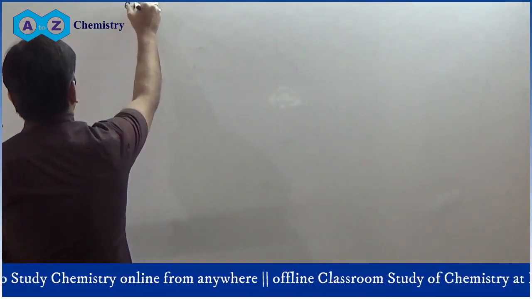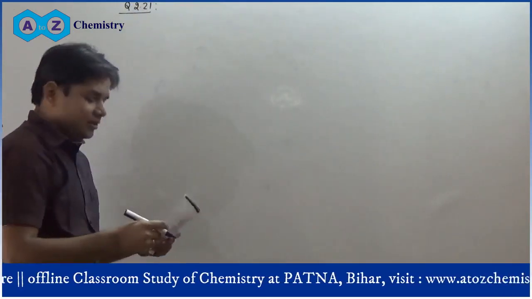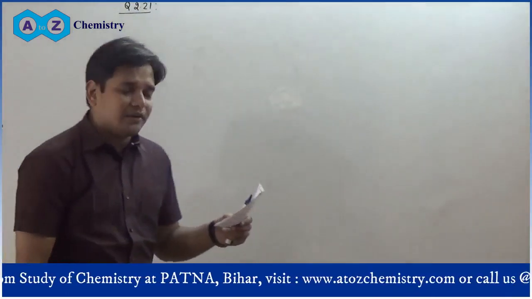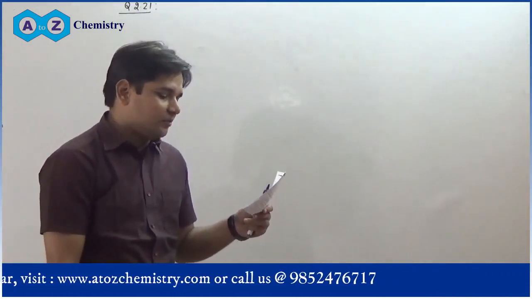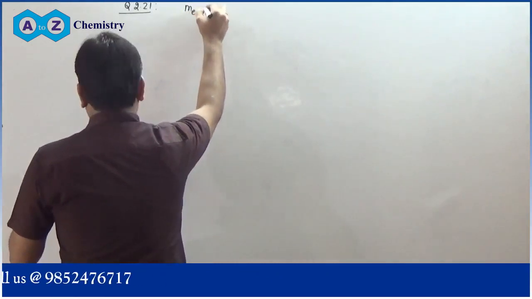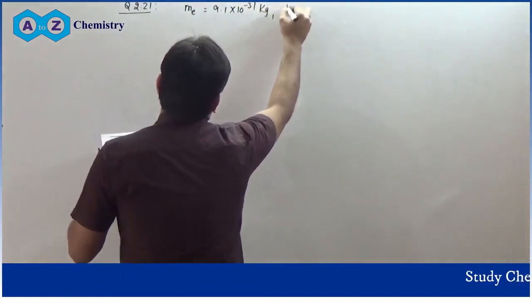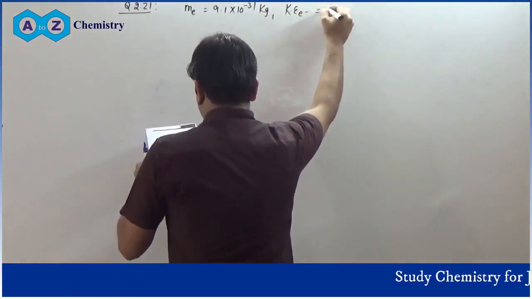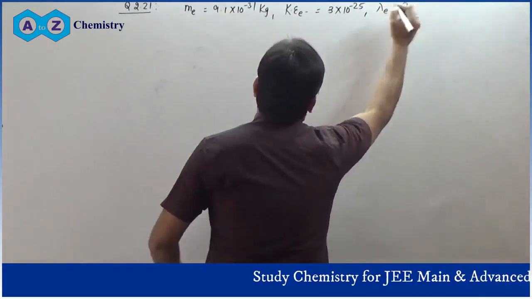Question number 2.21. The mass of an electron is 9.1 × 10^-31 kg. Its kinetic energy is 3 × 10^-25. Calculate its wavelength. Given that the mass of the electron is 9.1 × 10^-31 kg and the kinetic energy of the electron is 3 × 10^-25, we have to calculate lambda of the electron.